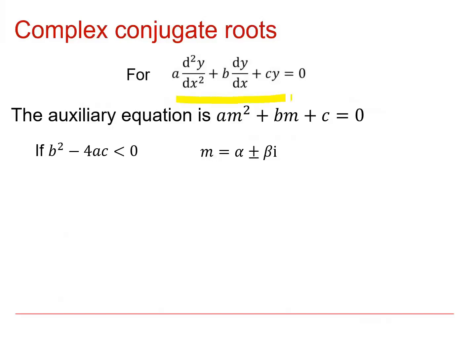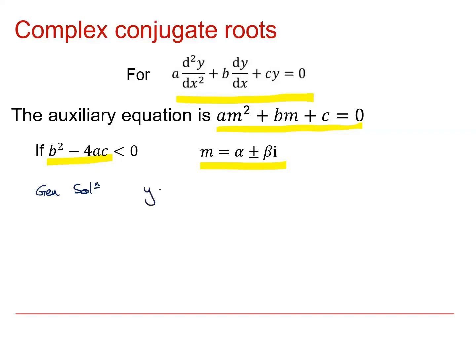So again, for this general second order differential equation with this auxiliary equation, if the discriminant is less than 0 and b is non-zero, I'm going to get roots to the auxiliary equation of the form alpha plus or minus beta i. So how does that affect the general solution?